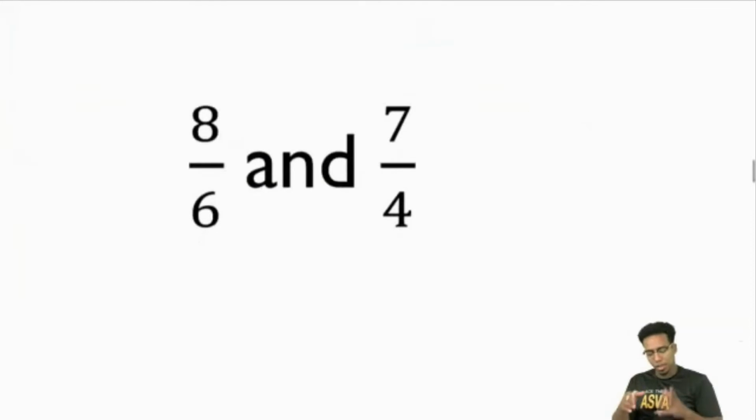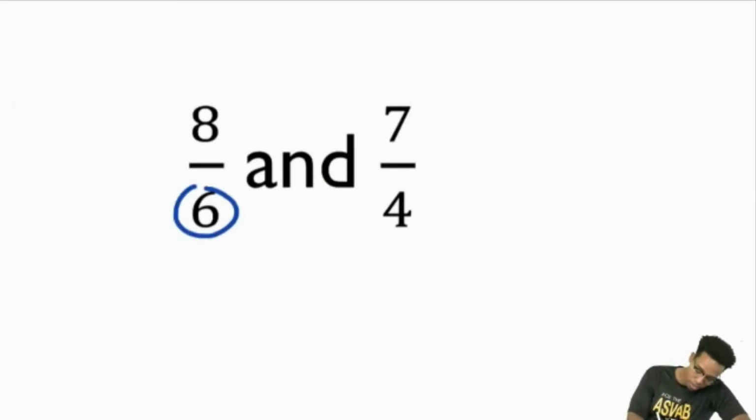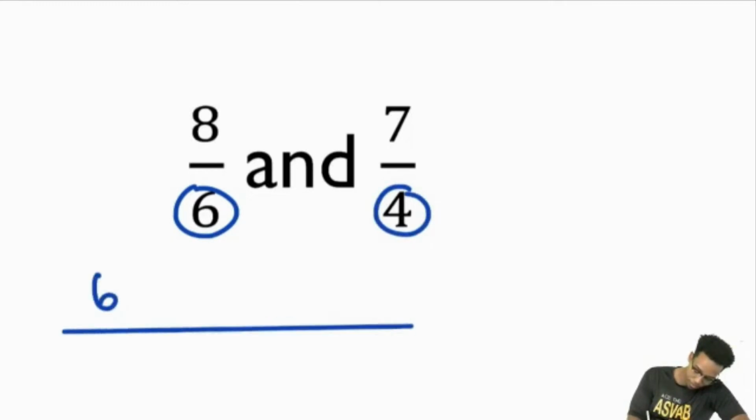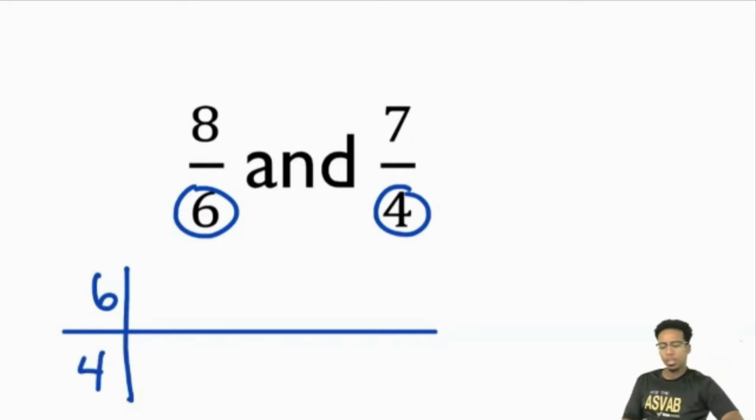Next up, we got 6 and 4. Everybody, let's go ahead and find out what we need here. Before I begin, does 4 go into 6? No, the answer there is no. Because if you think about it, 4 times 1 is 4, 4 times 2 is 8. It goes from 4 to 8, it skips 6.